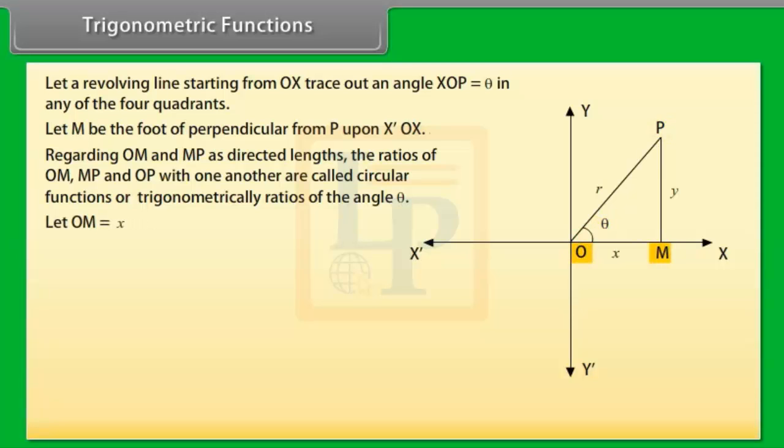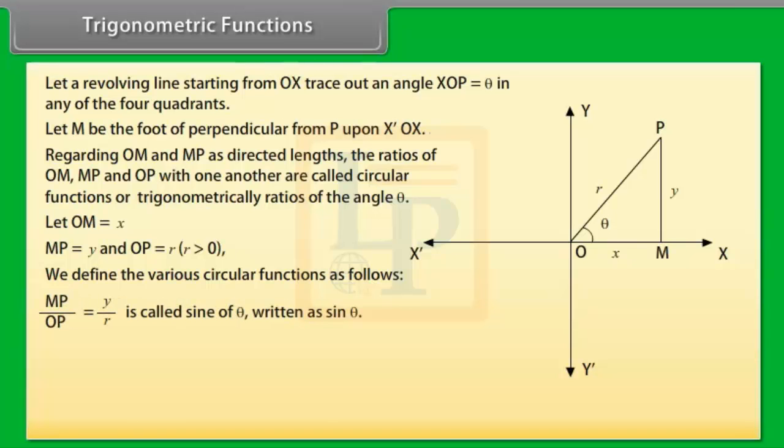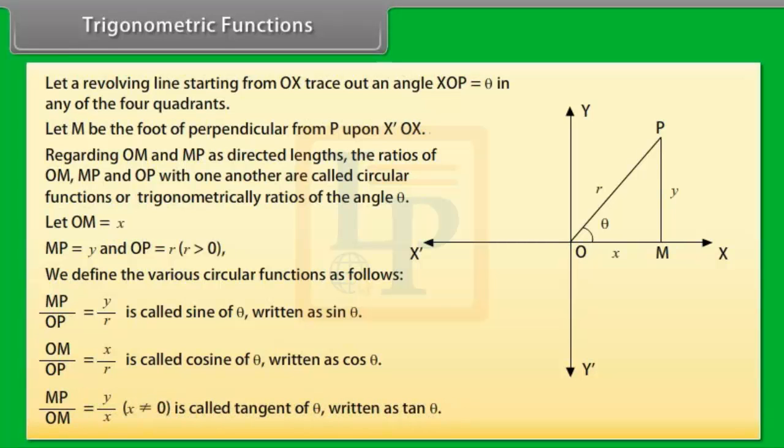Let OM equal x, MP equal y and OP equal r, where r is greater than 0. We define the various circular functions as follows. MP by OP, equal to y by r, is called sine of theta, written as sin theta. OM by OP, equal to x by r, is called cosine of theta, written as cos theta. MP by OM, equal to y by x, x not equal to 0, is called tangent of theta, written as tan theta.